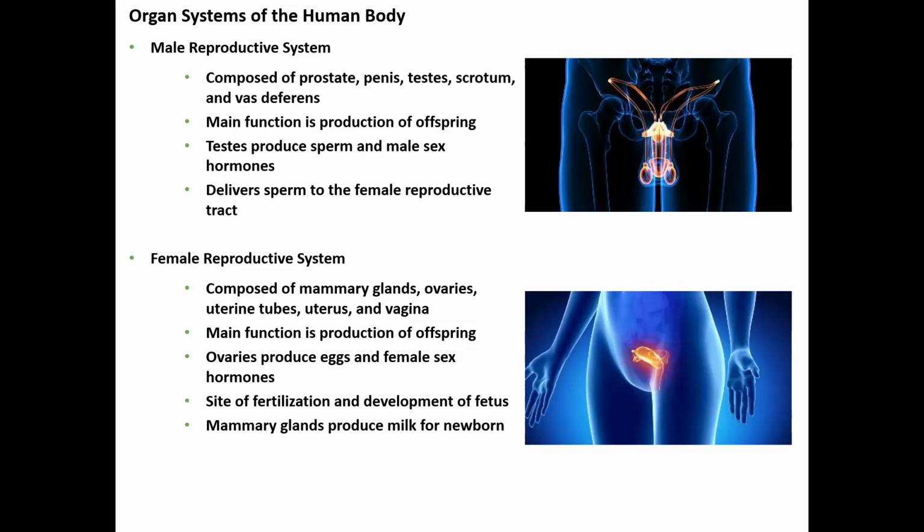We have the uterine tubes or oviducts or fallopian tubes. We have the uterus and the vagina. The vagina serves as the birth canal, the passageway, the receptacle for the penis. The uterus is where a fertilized egg will implant and the baby will grow. And once birth occurs, then the mammary glands will produce milk.